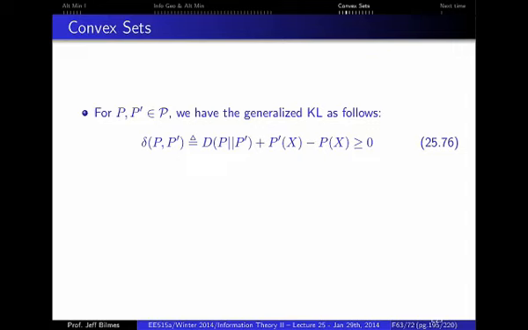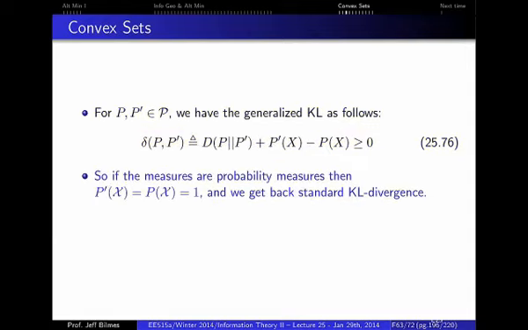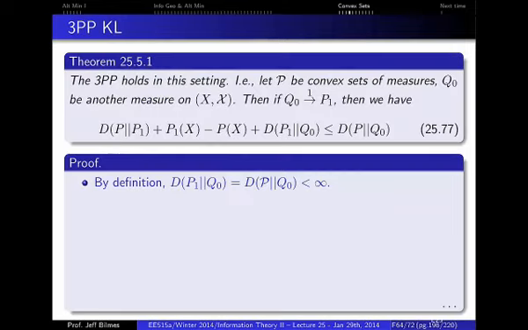So in the case of convex sets, we actually can define this based on the Kullback-Leibler divergence. And in the case if it's a probability measure, we've got that these things are equal to 1, so that we get back the standard Kullback-Leibler. Let me just get to the statement of the theorem: that the three points property holds in this particular setting in terms of the Kullback-Leibler divergence and probability measures, even if it's the case that they're not normalized, which for most of the time they are. So this stuff here cancels out.